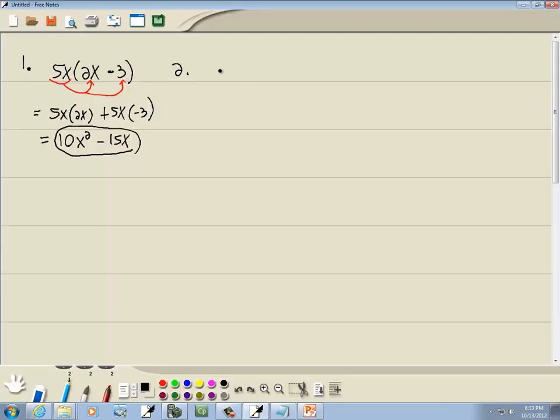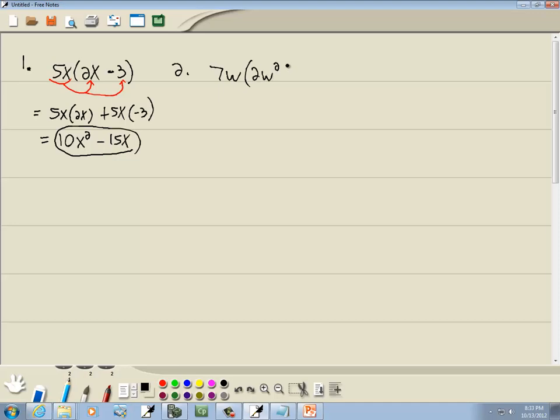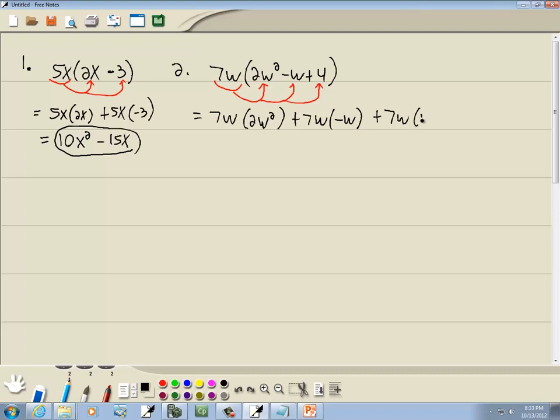Let's look at this one. We got 7w times 2w squared minus w plus 4. Now we got one term out in front. We got three terms inside. Again, that term next to parentheses indicates multiplication. So we'll take 7w times the first term, times the second term, and times the third term. So we got 7w times 2w squared. We got 7w times negative w, and 7w times 4.